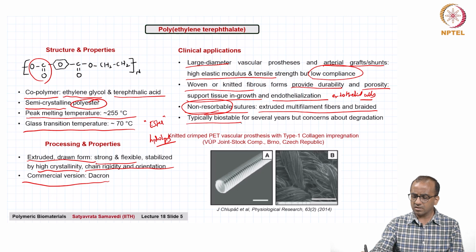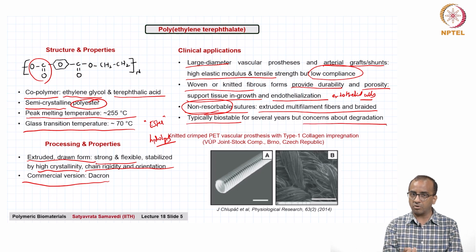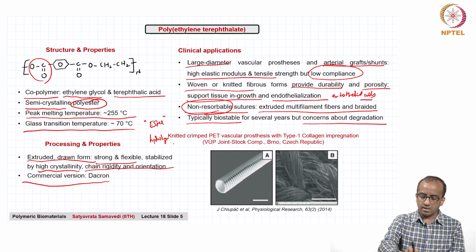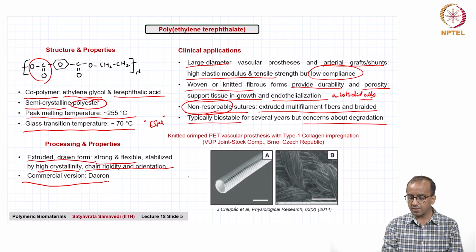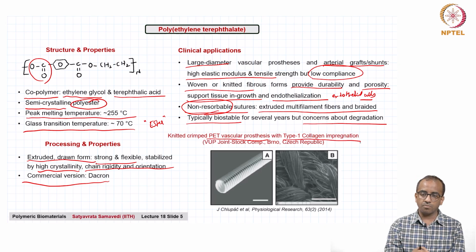But there are concerns about degradation. After all, it is a polyester. So, if there are defects during processing, etc., there could be concerns about degradation in the long term. And shown here is a knitted crimped PET vascular prosthesis with type 1 collagen impregnation. So, that is PET. We have looked at PTFE and now we have looked at PET, which is a polyester copolymer.